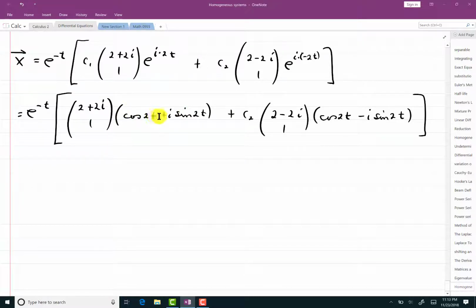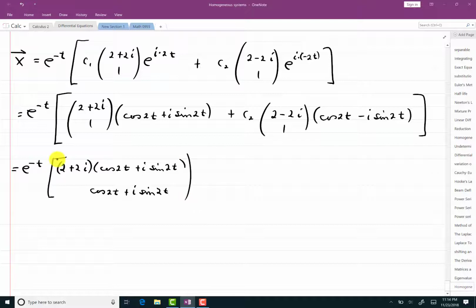Remember, since you plug in t and you'll get a number out here, you just can multiply it to each of the two parts. So I'll have e to the negative t. I'll have here this 2 plus 2i. Well, I don't think it hurts anything, I'll leave it as 2 plus 2i times cosine 2t plus i sine of 2t. But now the 1 is no big deal. I'll just get cosine of 2t, i sine of 2t. And that takes care of the first vector. I'll multiply this out in a second.